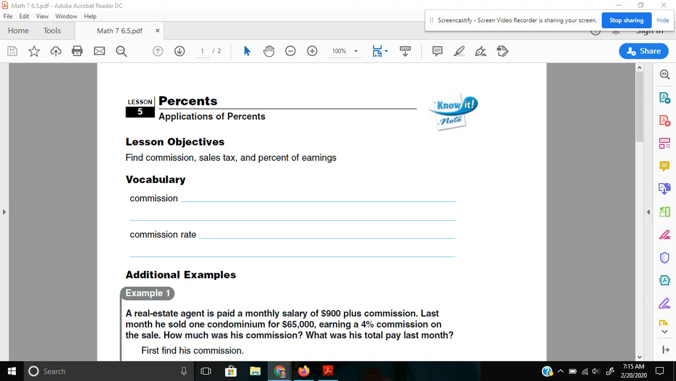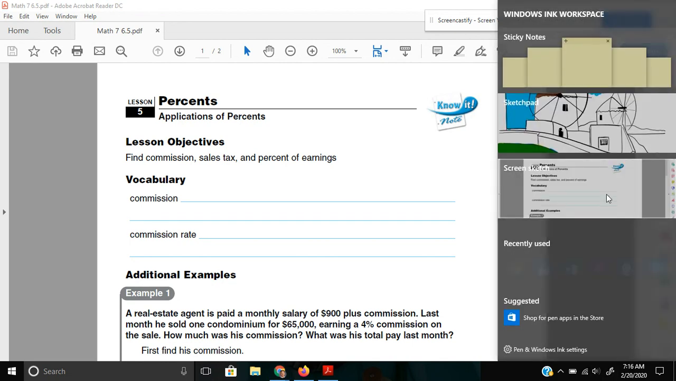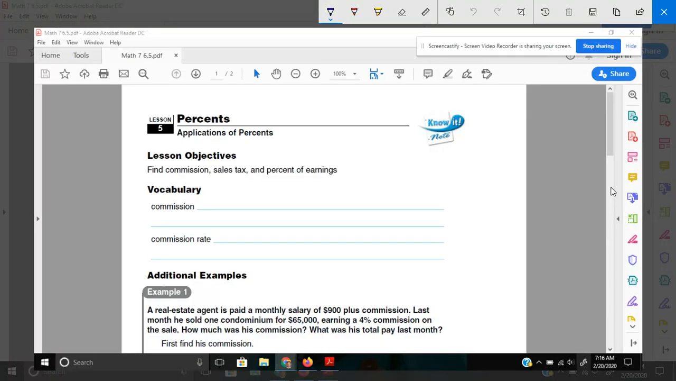Good morning, seventh graders. Today we've got lesson 5, which is on applications of percents. So we'll start with a couple of vocab words today. And this lesson revolves around some pretty good real life examples like sales tax, percent of earnings, and commissions.